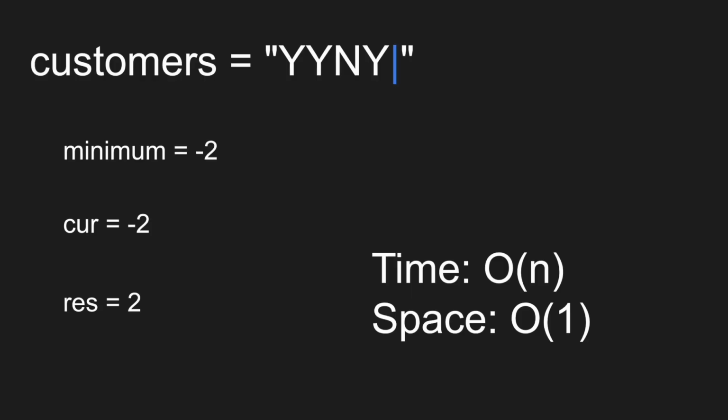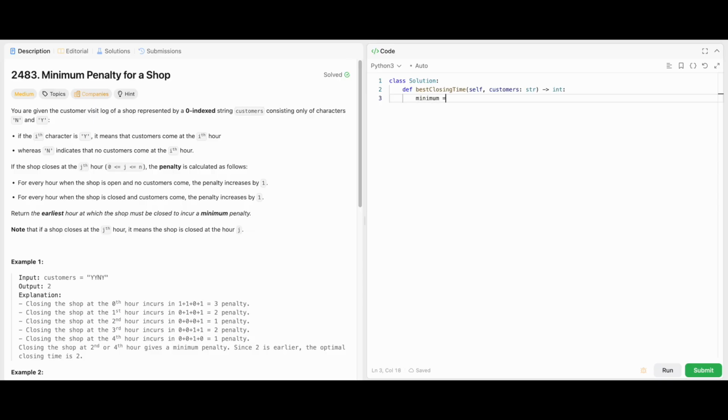So now let's get to the coding part. First we will initialize minimum, current, and result all to 0. And now we will loop through customers. So for i in range the length of customers, if it is a y, then we will decrement by 1, because that means there's 1 less error if we move it over. Otherwise, if it's an n, then we increase by 1, because that means there's 1 extra error.